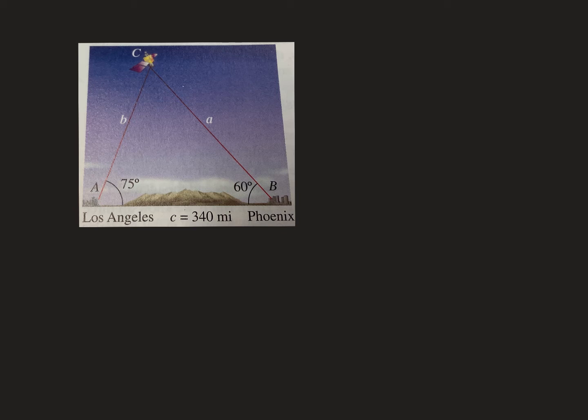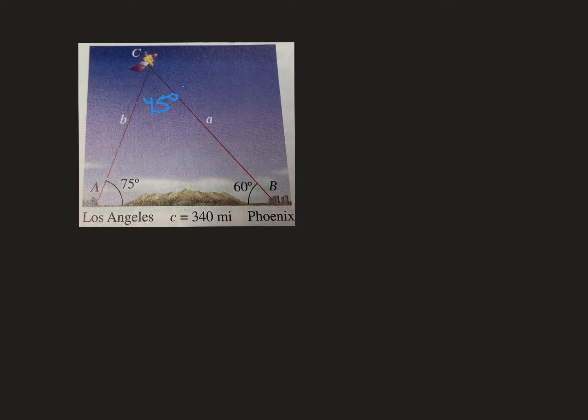The last one I showed you was an SAA. This one is an ASA. But it doesn't look like at first that you have what you need. But I actually can find out angle C. I'm going to do 180 minus 75 minus 60, punching that in. What's left is this angle up here is 45 degrees.